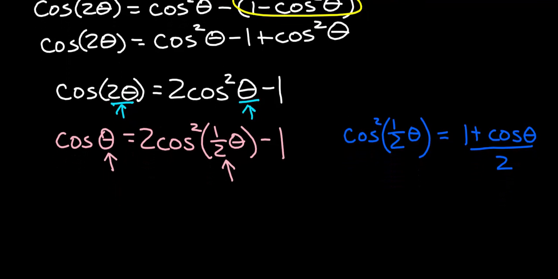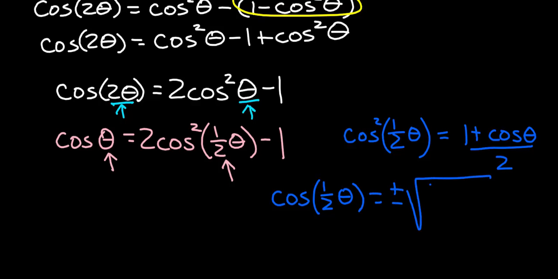Now, I'm going to square root it, and I've got cosine 1/2 theta equals plus or minus the square root of 1 plus cosine theta all over 2. Now, this is a half-angle formula for cosine. Now, notice it's got plus or minus out front. I'll show you later how we could determine if it is plus or minus. We'll look at that in a minute. But first, I want to get the half-angle formula for sine.